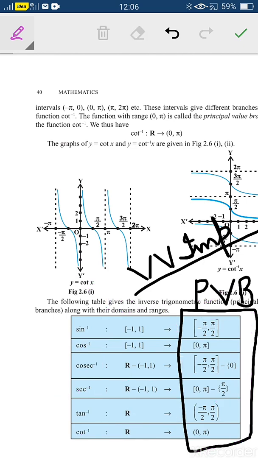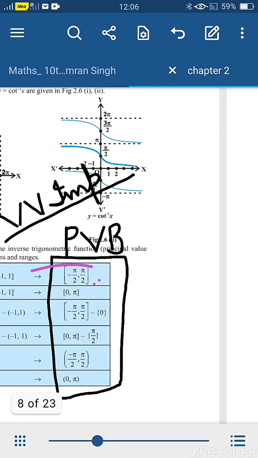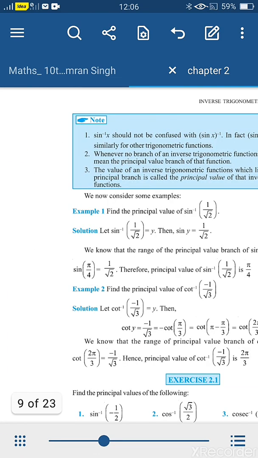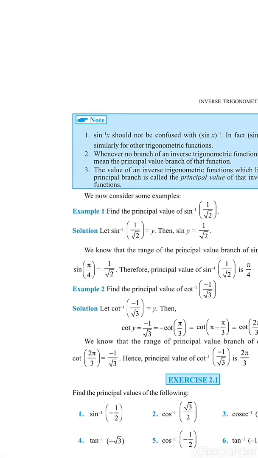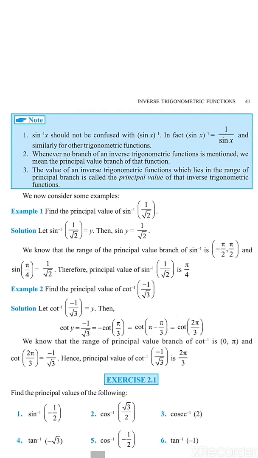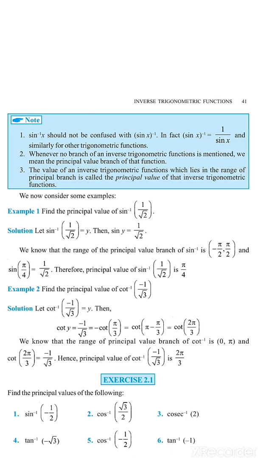Moving on with the next topic, in video 2 we have done principal value. Find the principal values of the following. This exercise we have done. Principal values, what are principal values? The value of an inverse trigonometric function which lies in the range of the principal branch. So whatever principal value branch we have done, the value of the inverse trigonometric function which lies in that range is known as the principal value. And very well we have done this exercise also.